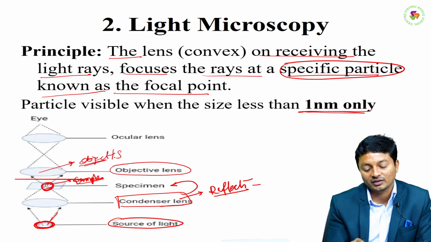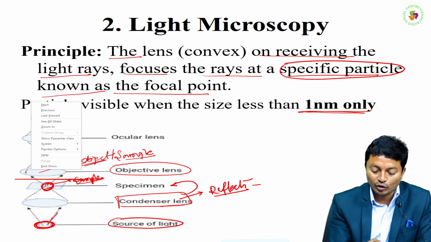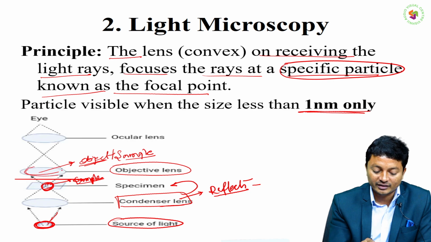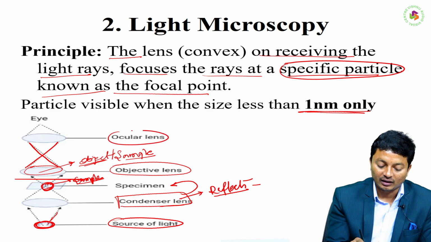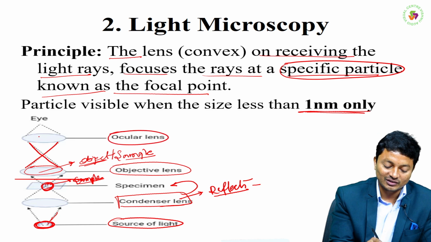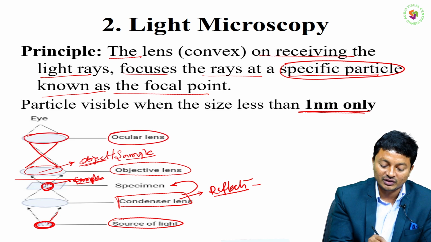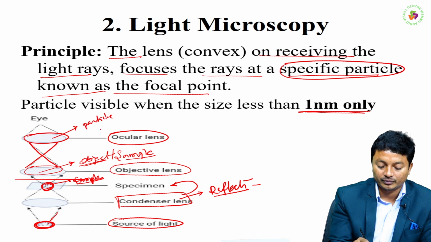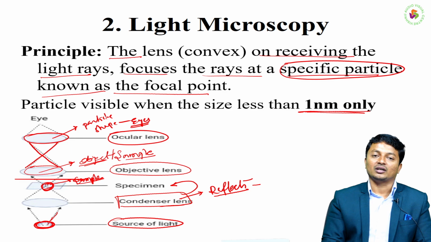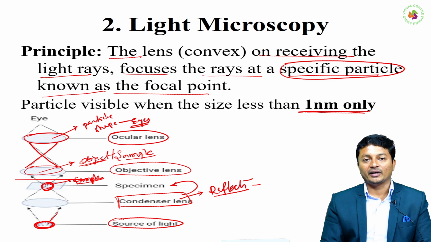Object means we can see the sample here, and from this objective lens, the light is sent to the ocular lens. Here we can see this ocular lens. With the help of this ocular lens, we can see the particle shape with our eyes. This is the procedure involved in light microscopy.